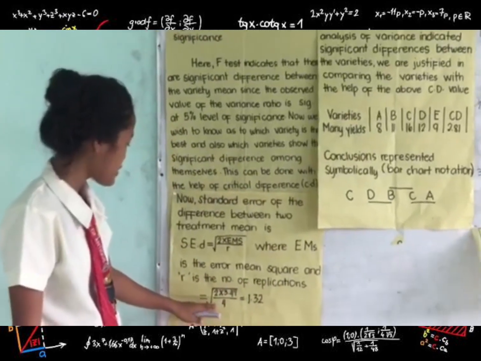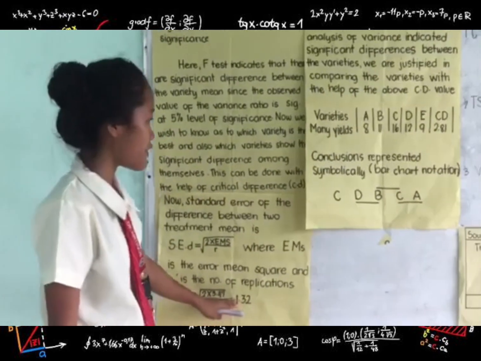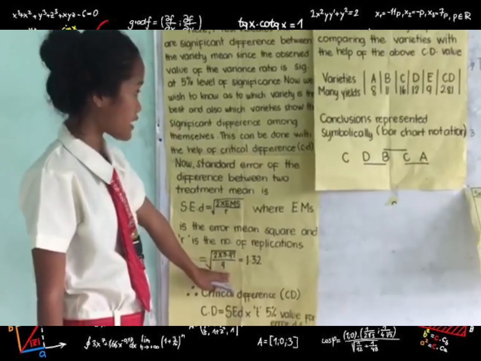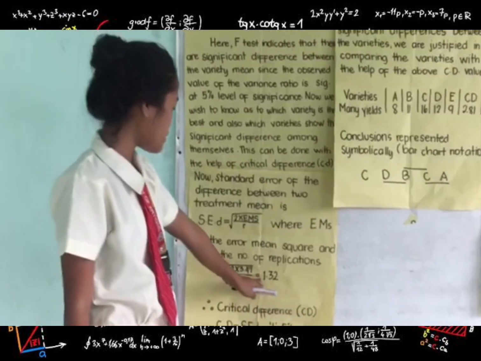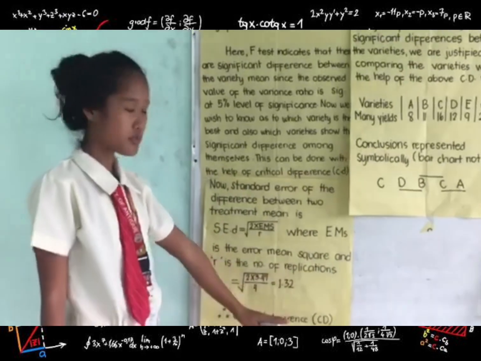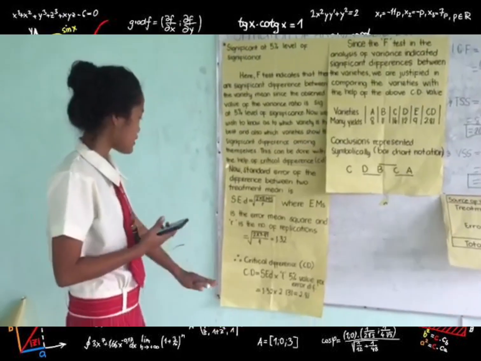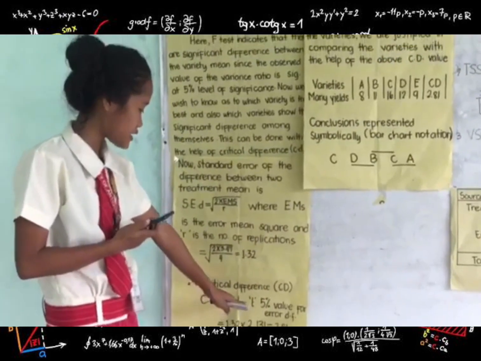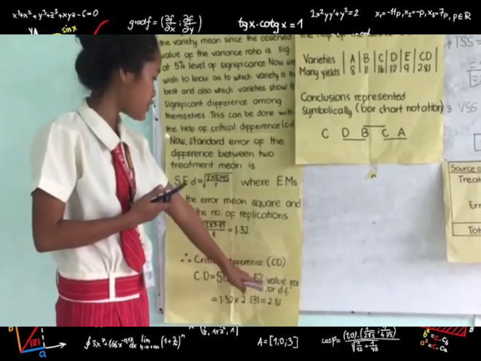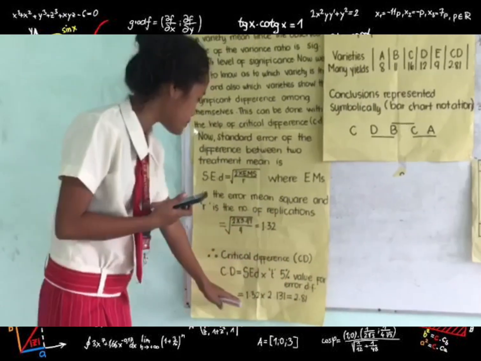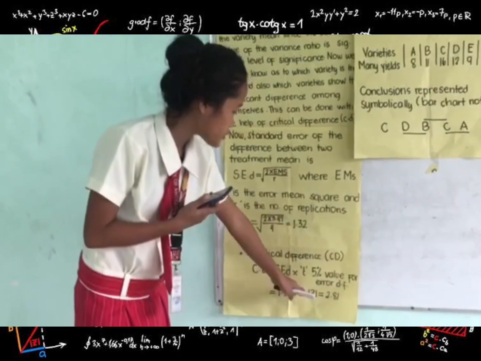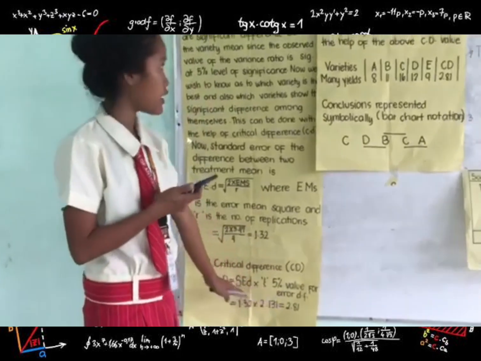Now, the standard error of the difference between two treatment means, SED, is equal to the square root of 2 times EMS divided by R, where EMS is the error mean square and R is the number of replications. Here, 2 times 3.47 divided by 4, and the result is 1.32. For our critical difference, or CD, we have our formula: CD is equal to SED times the t value at 5% for the error degrees of freedom, which is 1.32 times 2.131, equal to 2.81.